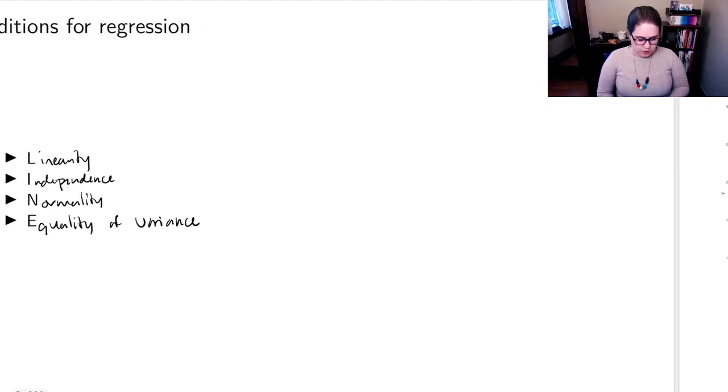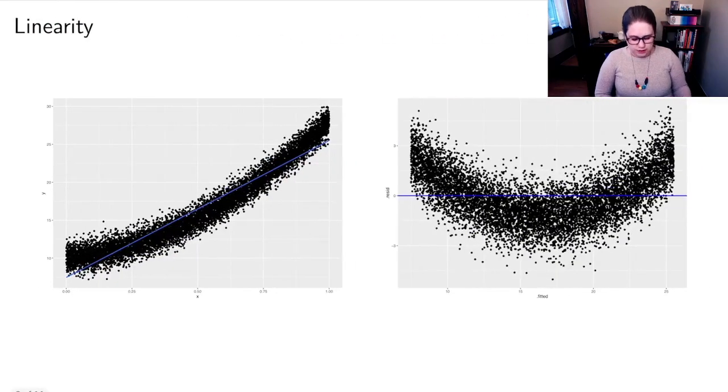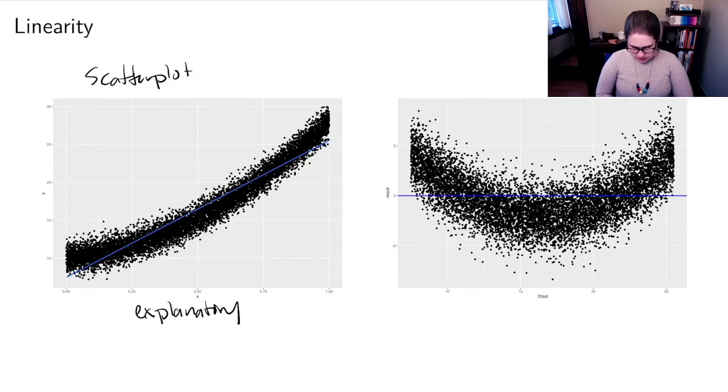So we're going to go through some slides. They're basically the same slides that I did before, but I'm going to go a little bit further with them. So the linearity condition means that when you are looking at your scatter plot, in this case you have your explanatory variable on the x and your response on the y, the model should look linear. And so this one looks like a curved line would actually fit better than a straight line, so this is a violation of the linearity condition.